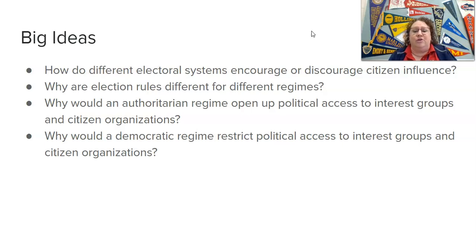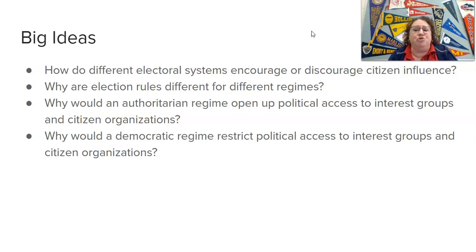Why are election rules different for different regimes? And why would an authoritarian regime open up political access to interest groups and citizen organizations? And why would a democratic regime restrict political access to interest groups and citizen organizations? These are questions that have actually showed up in previous years before they changed the test. These are things that we would have seen before, and these are overarching ideas that are important as we're looking at this.